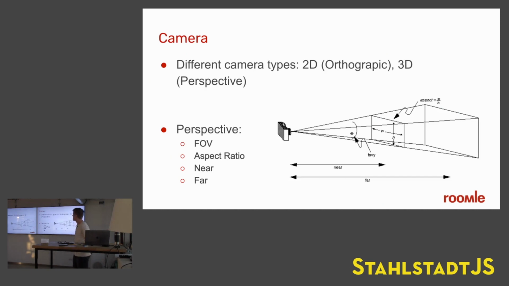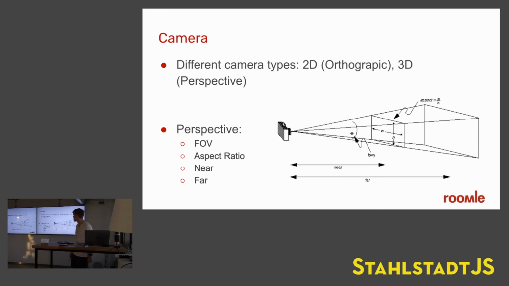Then there is also a camera. We have different types of cameras. A 2D camera, for example, also called an orthographic camera, and a 3D camera, which is also called perspective camera. And the most important parts of a perspective camera is the field of view. That's how wide or narrow it is, how much of the scene you see. For example, if you have a fisheye lens on a camera, that would be quite a big field of view.